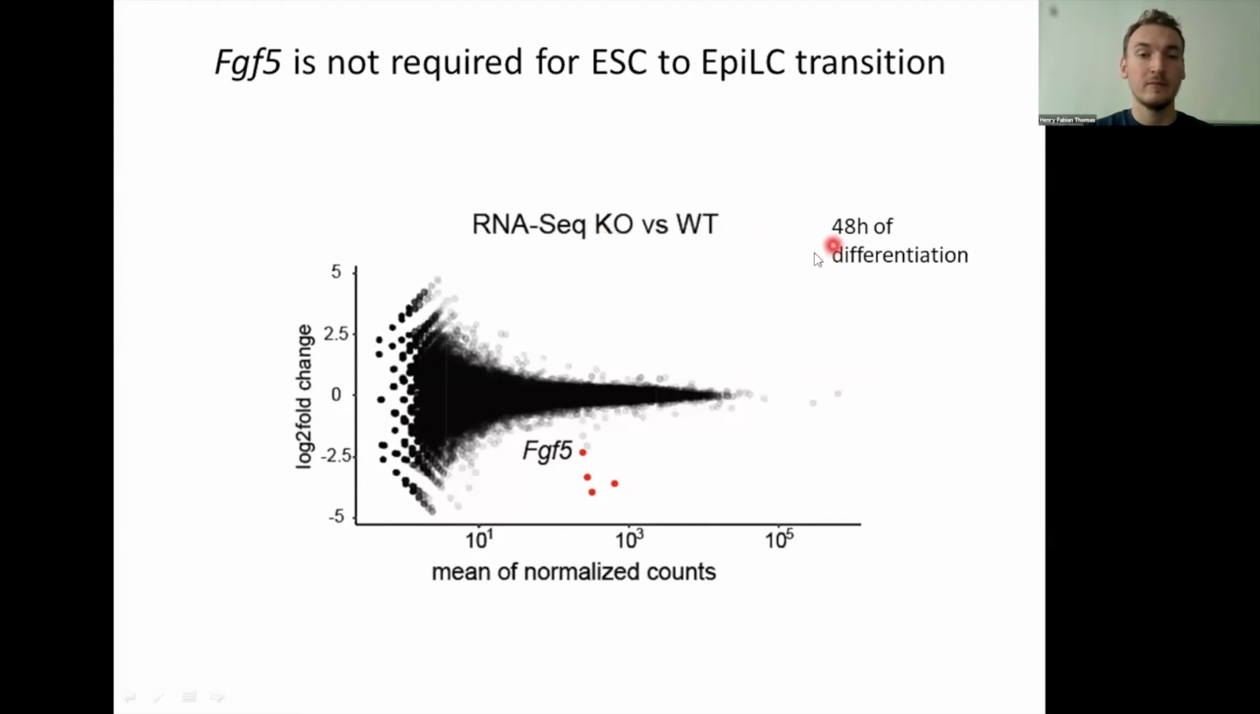upon differentiation. We see that there are only 4 significantly deregulated genes, with one of them being Fgf5. So this tells us that the enhancer knockout does differentiate normally despite having lower Fgf5 expression, because otherwise we would expect much more drastic changes in the overall transcriptome.